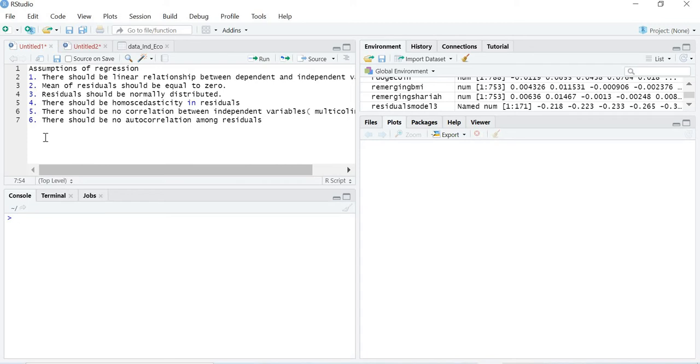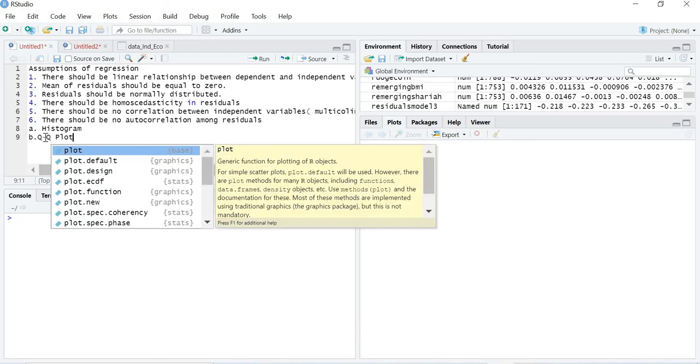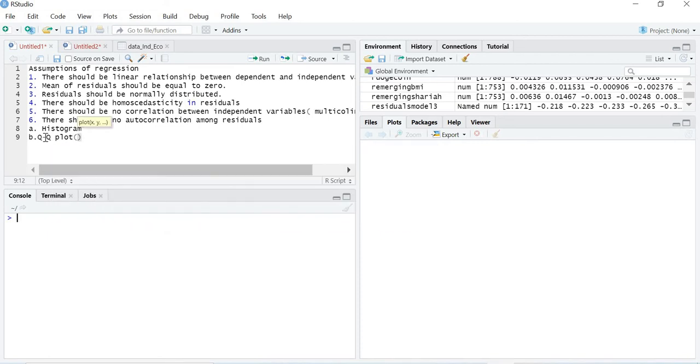So before starting, let me write the various tests by which I can check whether my residuals are normally distributed or not. First, I can plot the histogram, and with the help of the histogram I can check whether my residuals are normally distributed or not. The second method is to plot a QQ plot. With the help of a QQ plot also I can check whether my residuals are normally distributed or not.